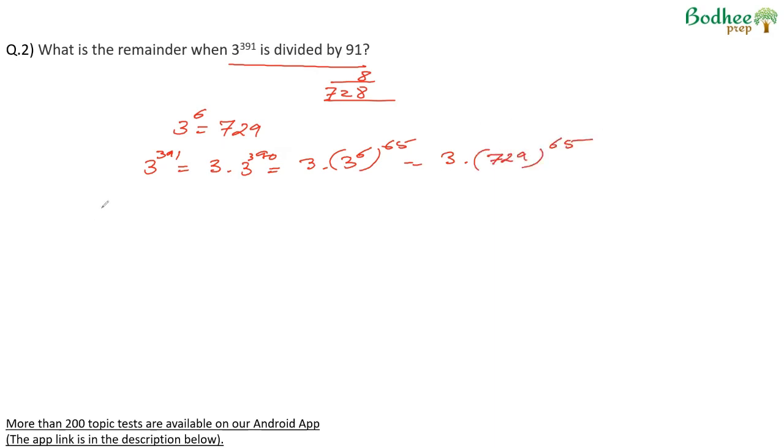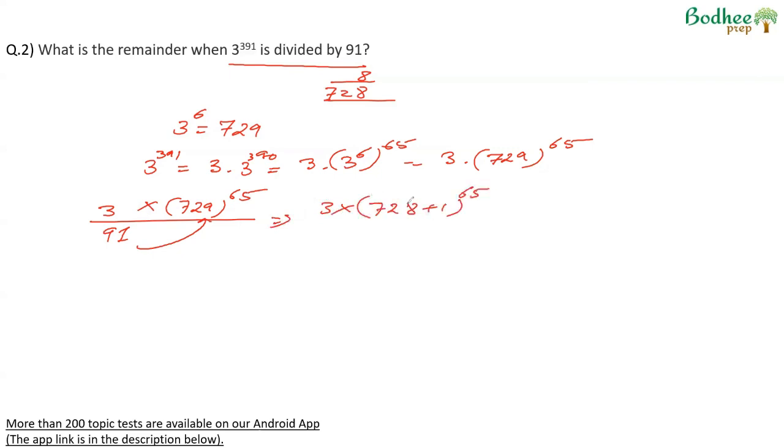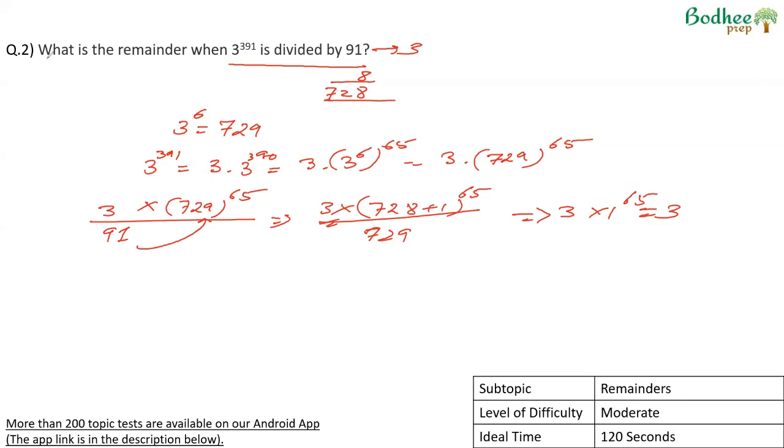Now if we divide this by 91, clearly we can see 91 dividing 729 will leave a remainder of 1, because this is nothing but 728 plus 1. So from the second part, we get the remainder as 1. And from here, we'll get the remainder as 3. So the overall remainder will be 3 into 1 raised to power 65, which will be nothing but 3. So I think the answer here becomes 3, and this would be an easy question. Should be able to solve this in about 1.5 to 2 minutes.